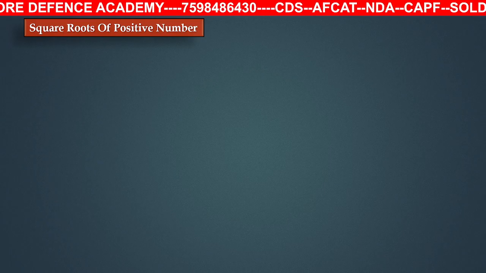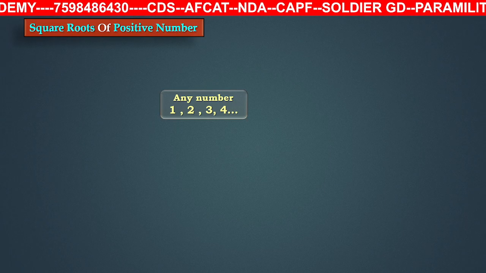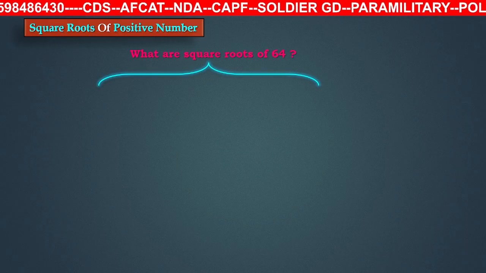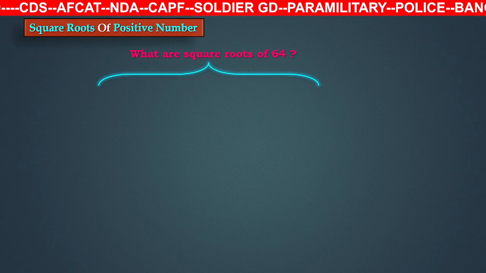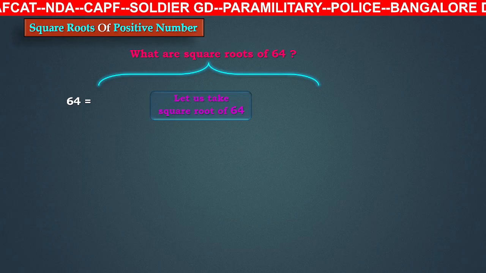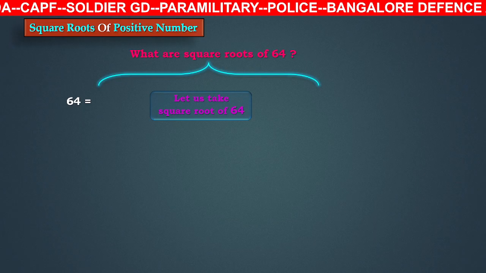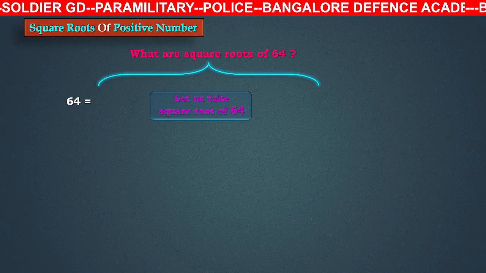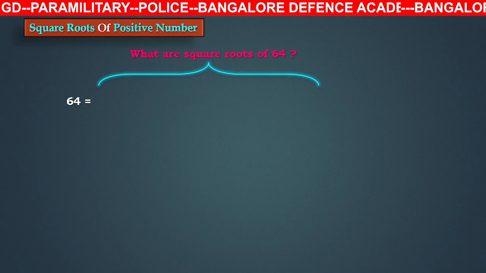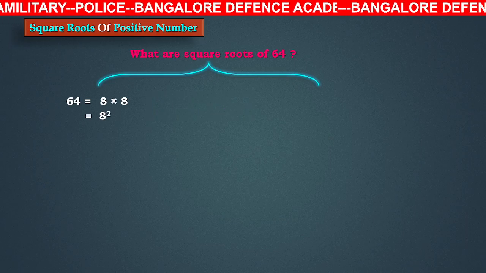So like this, square roots of positive numbers. Now for example, any number 1, 2, 3, 4, there are various ways. Okay, what are the square roots of 64? Now try to understand a small concept here. So let us take square root of 64. I'm writing 64 here, and I can write 64 as 8 into 8.